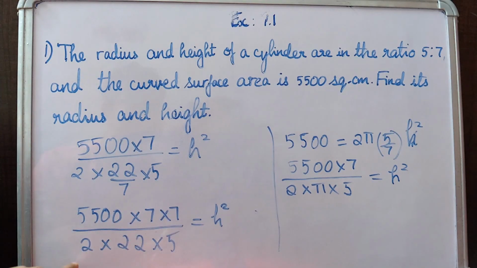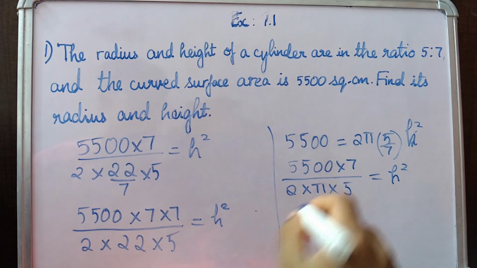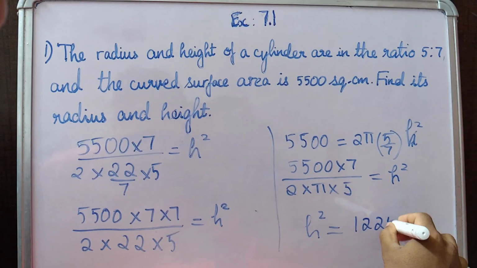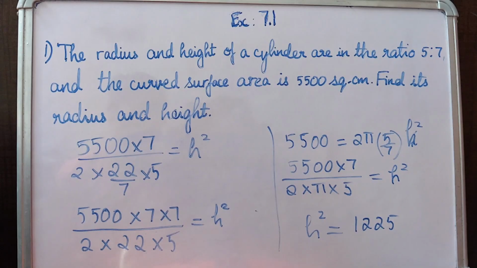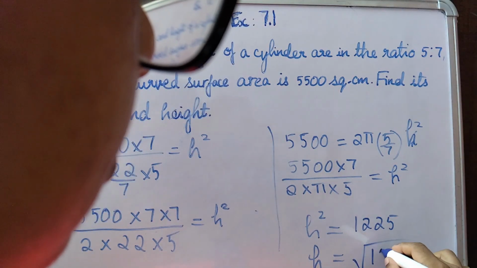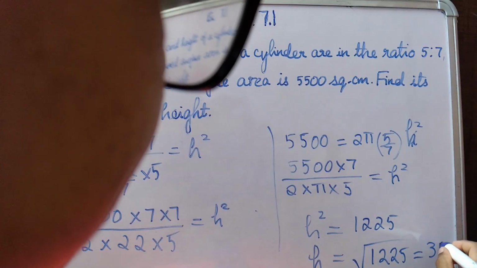Now we have to multiply these terms and we will get our h square to be 1225. Now taking the square root of 1225, we will get h is equal to square root of 1225, which is equal to 35.